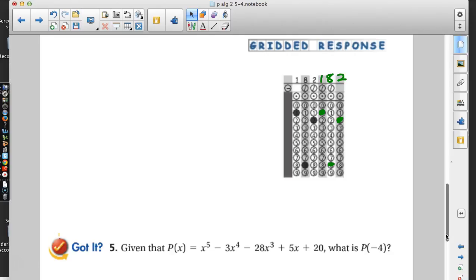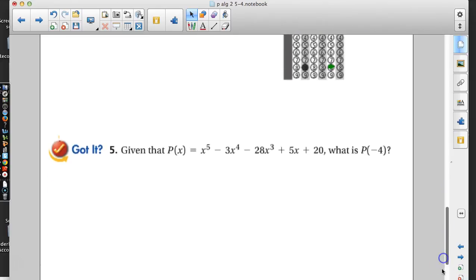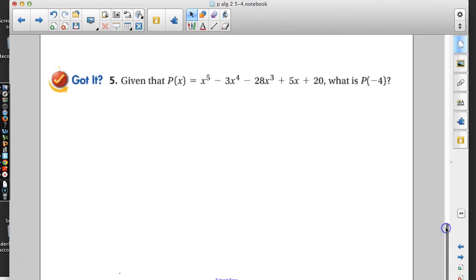That's just what happens. All right, let's look at this one. Still talking about our synthetic division. Again, the other name for it is synthetic substitution. Given that p of x equals x to the fifth minus 3x to the fourth minus 28x cubed plus 5x plus 20, what is p of negative 4?